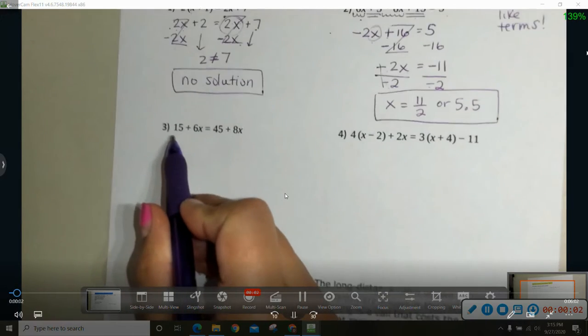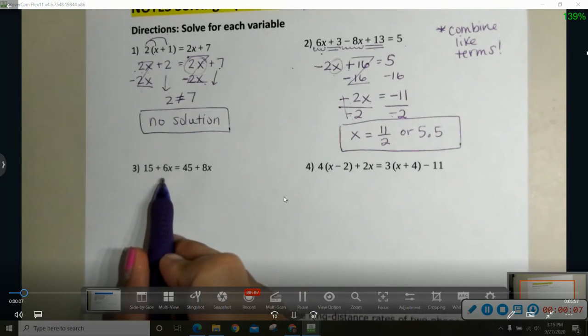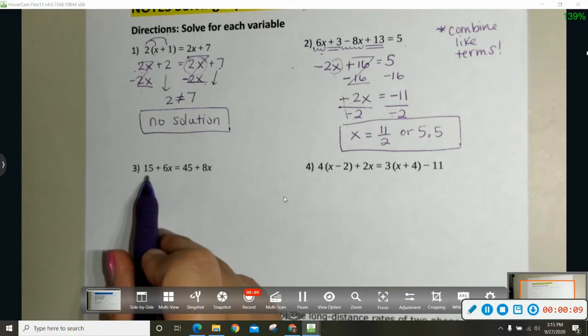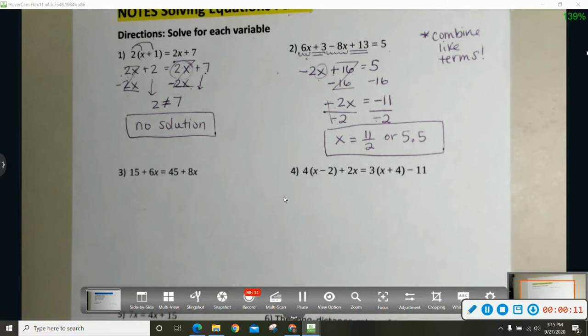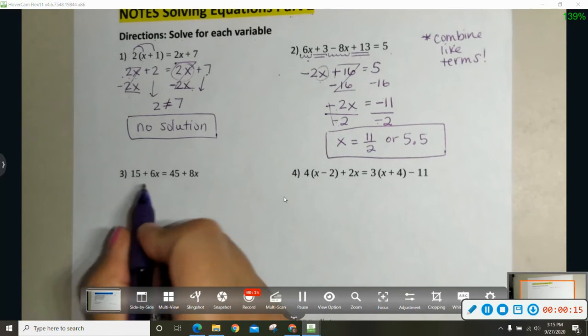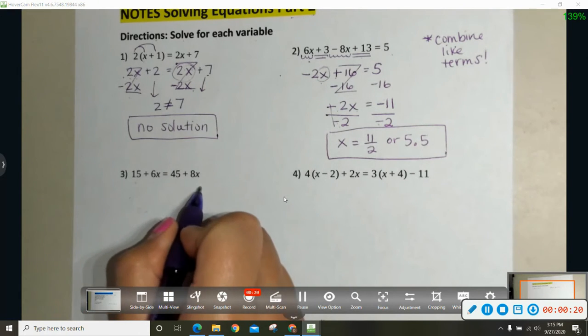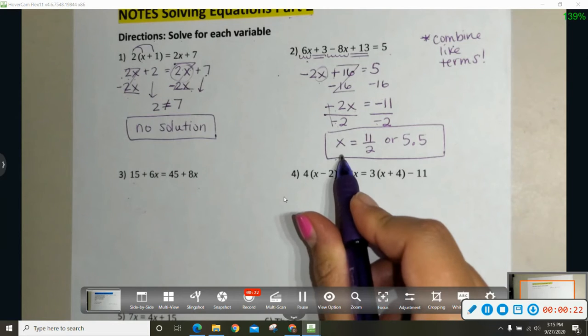Guys, so coming back to number 3, we are looking at how we can get our variables on one side of the equal sign and our numbers on the other. It's still going to be opposite operations. We're just going to have a couple more steps here. If y'all were in front of me, I would ask you, do you want me to put the x's on the left or the right? We have x's on the left here.